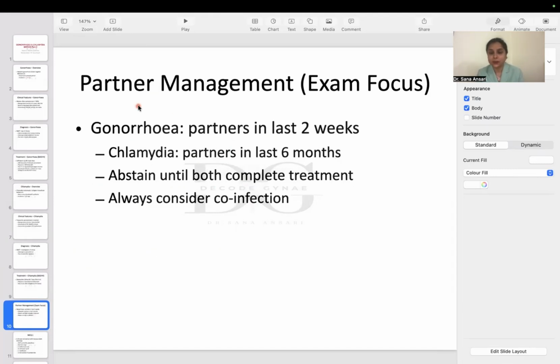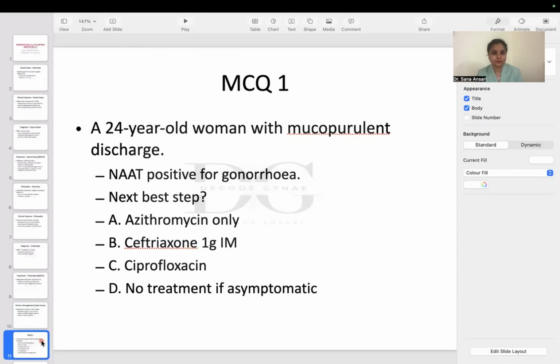Now coming to the partner management, because these questions are also asked frequently. Now for the gonorrhea, we treat all partners she has been exposed in the last 2 weeks. Chlamydia, partners in the last 6 months. Advice for abstinence until both have completed the treatment and always consider co-infection with chlamydia or gonorrhea.